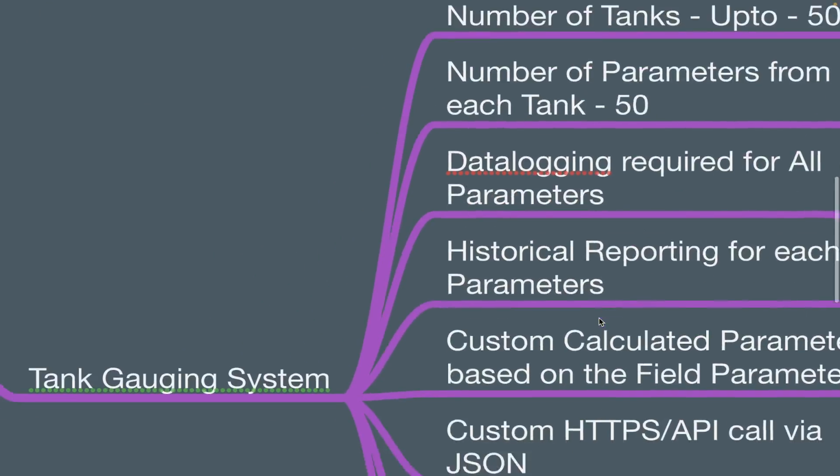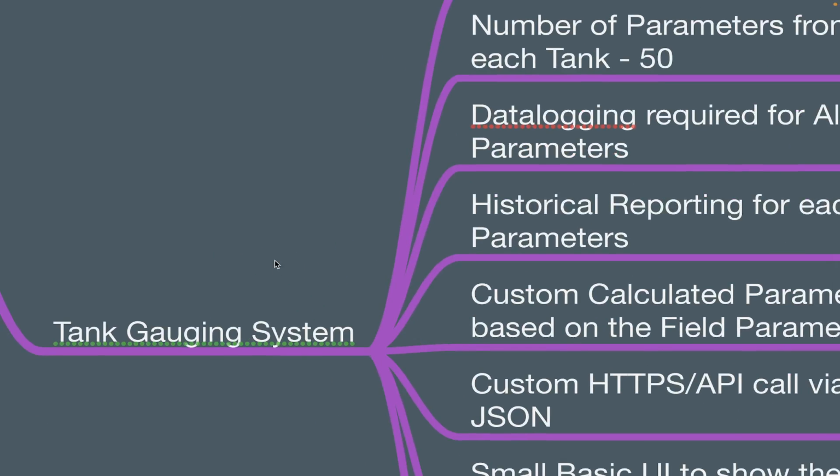Next, we are going to use this hardware for a tank gauging system. These are storage tanks. Storage tanks can be for water, milk, oil, gas, whatever it is. What we want is to use this hardware to get the data from the field, store it on the device, and then give us a UI to get reports and all those things.